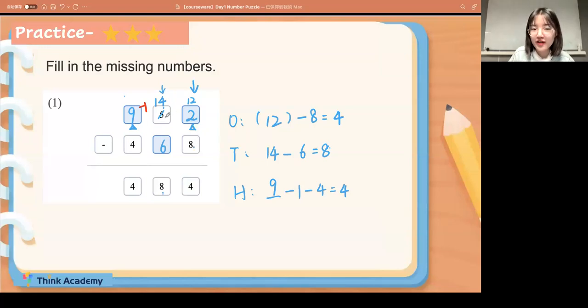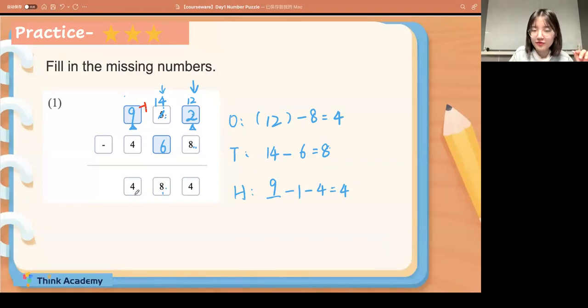So we need to borrow 1 from the 5. So we change the 5 to 4. And for the ones column, we have 12 minus 8. It will be 4. And then for the tens column, we will have 14 minus 6. It will be 8. So at the same time, we have borrowed 1 from this blank. So 9 minus 1 will be 8.